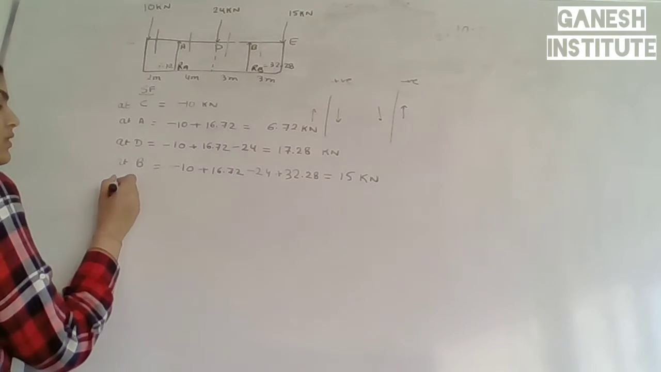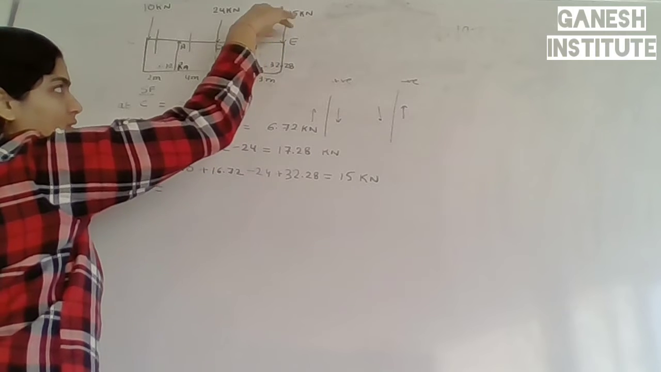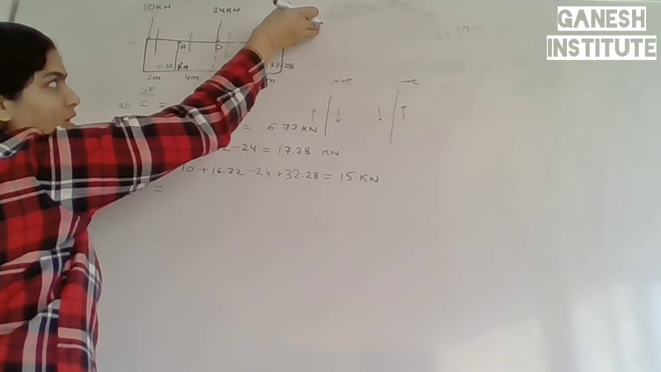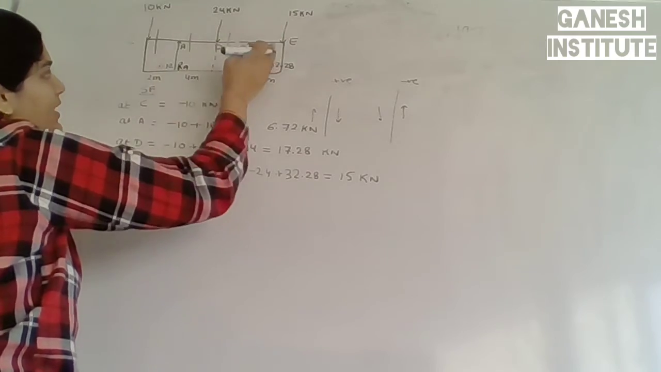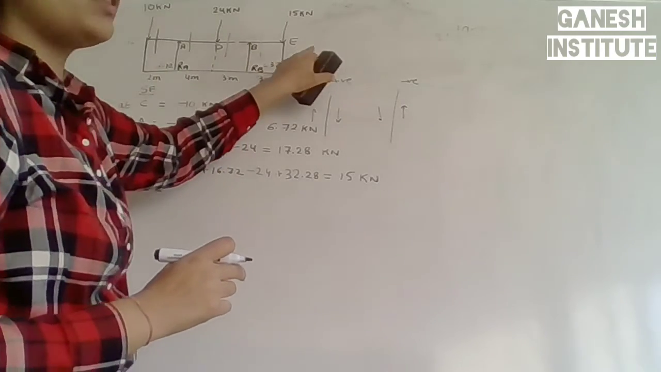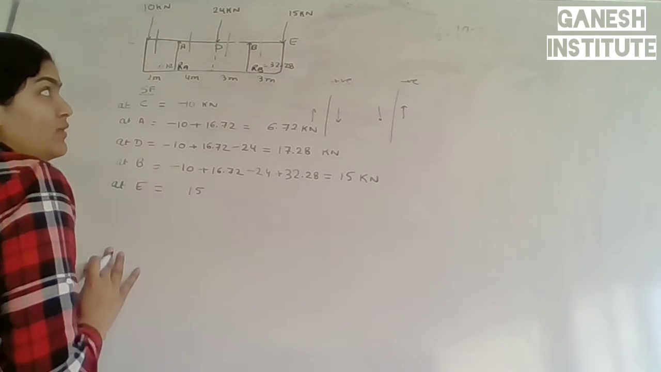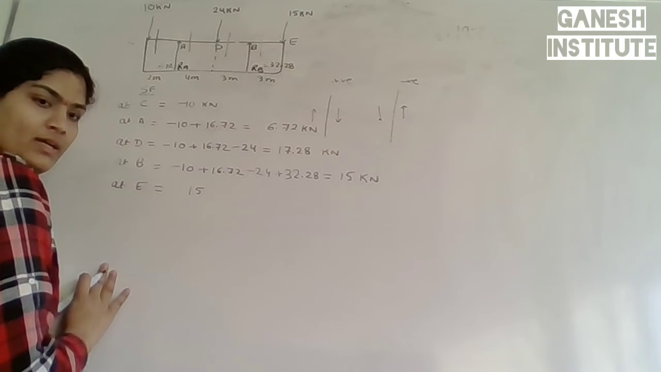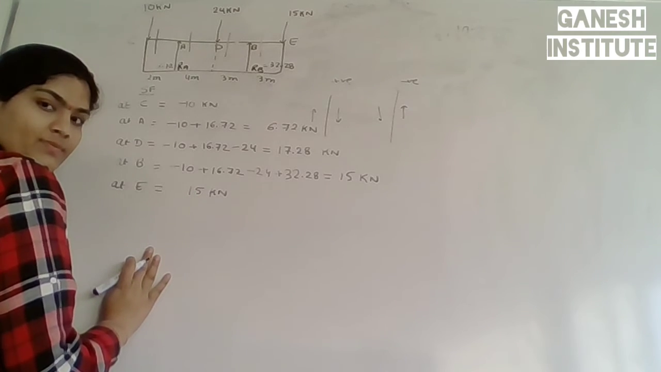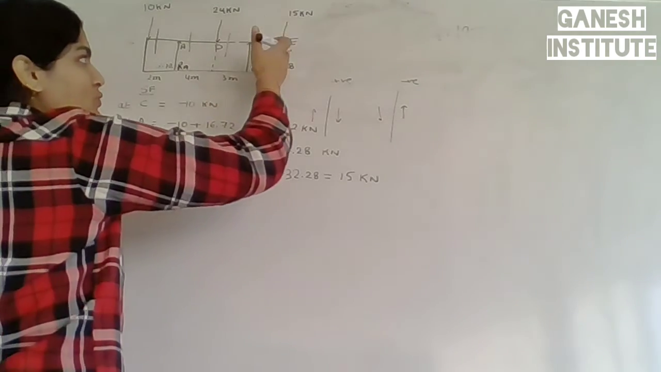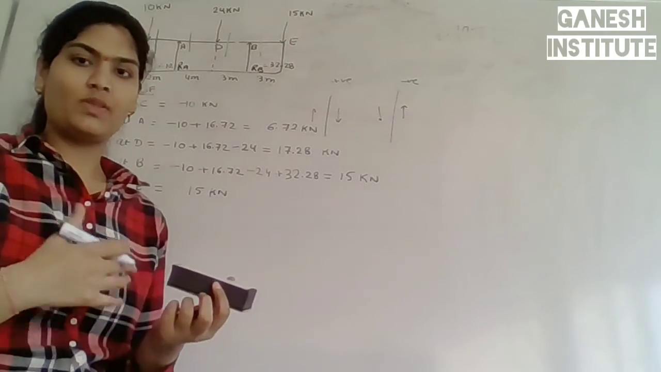Now at E, this is the only force, which is 15 kilonewton. So 15, and every point is taken because there is no surface beyond it. So it will be just 15 kilonewton. Have you got it? Because there is no surface, we have to take this.